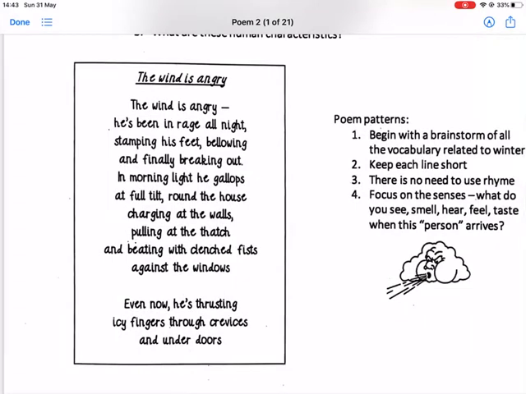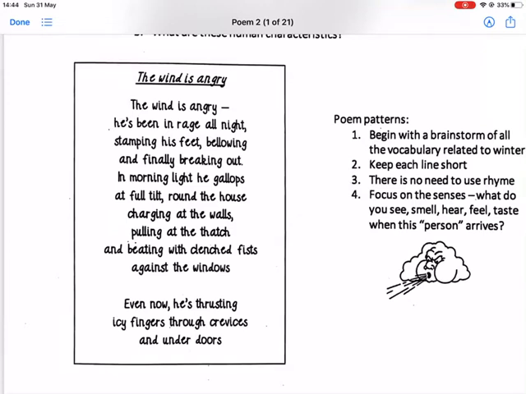The wind is angry. He's been in rage all night, stamping his feet, bellowing, and finally breaking out. In morning light he gallops at full tilt round the house, charging at the walls, pulling at the thatch, and beating with clenched fists against the windows. Even now he is thrusting icy fingers through crevices and under doors.